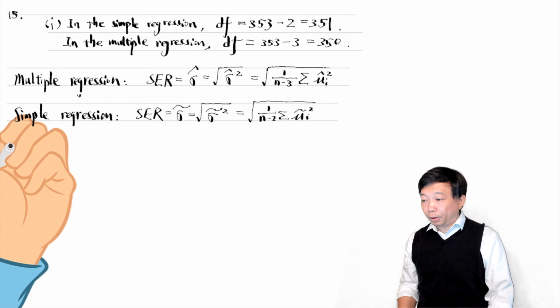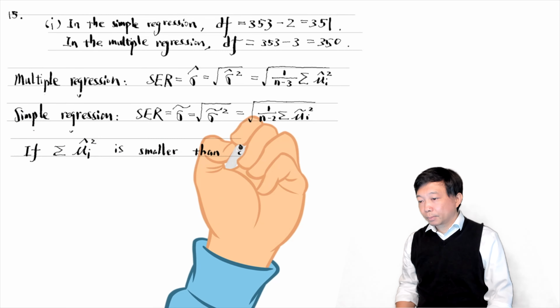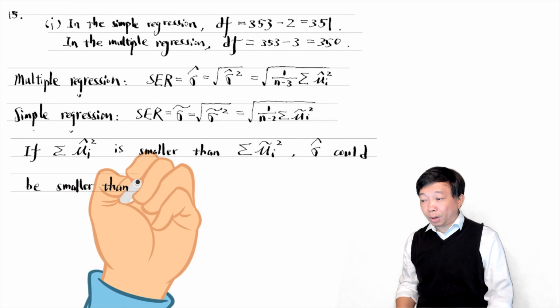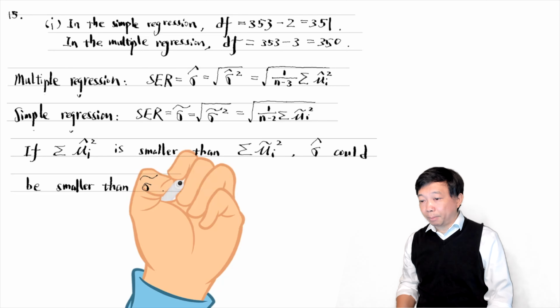From the formula for the standard error of the regression, SER, we know that it mainly depends on the sum of squares of residuals. The difference in the degrees of freedom is negligible when the sample size is large. If the sum of squares of residuals in the multiple regression is smaller than that from the simple regression, then the sigma hat could be smaller than the sigma tilde.